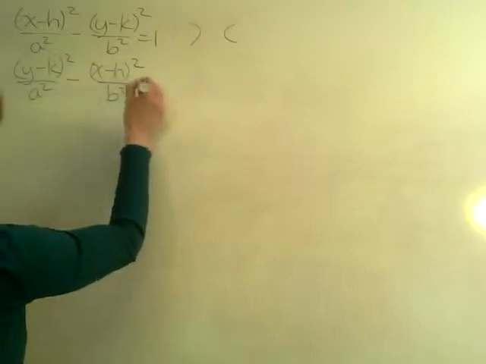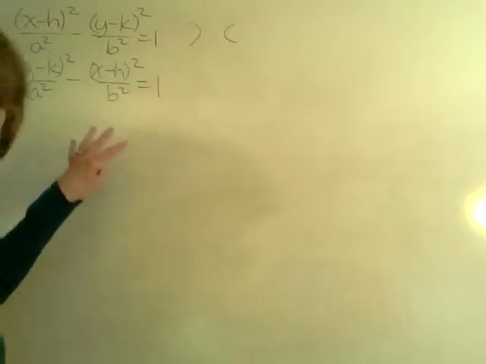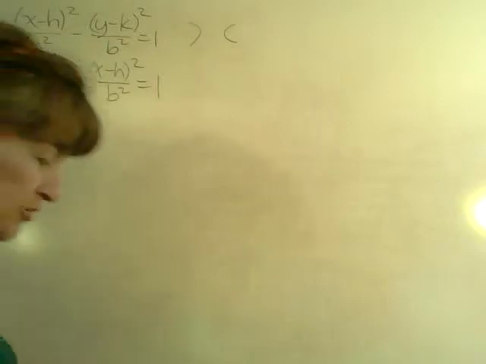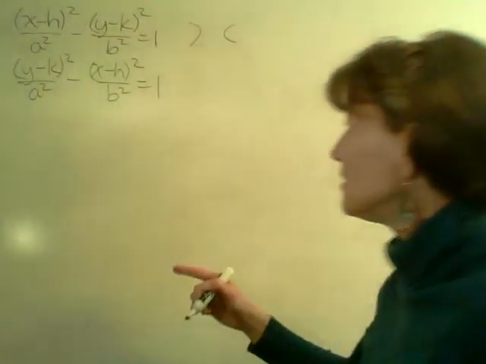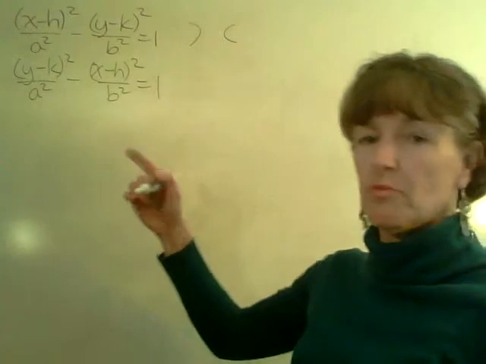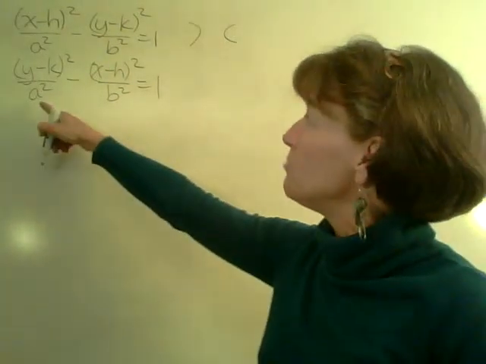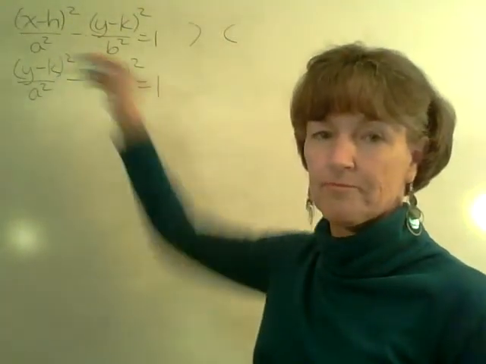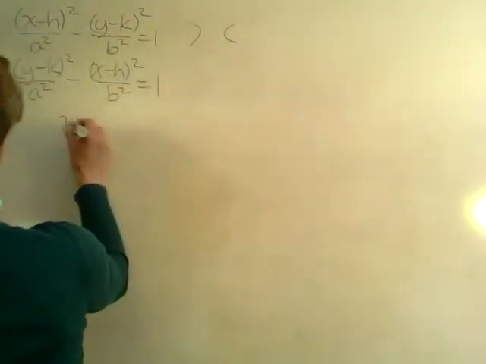All right, and remember that with ellipses, the way you know a from b is a is always the bigger number. Well, in hyperbolas, a doesn't have to be the bigger number, but a is always under the positive term. All right, so let's look at the hyperbola equation. Let's explain it using an example.